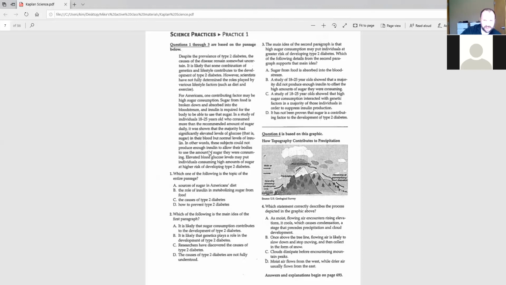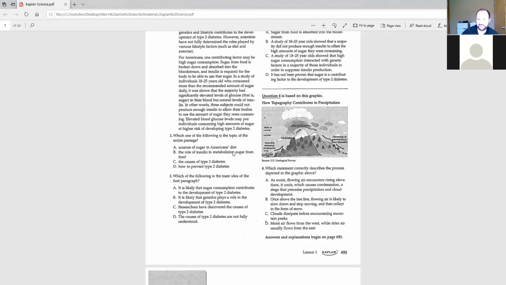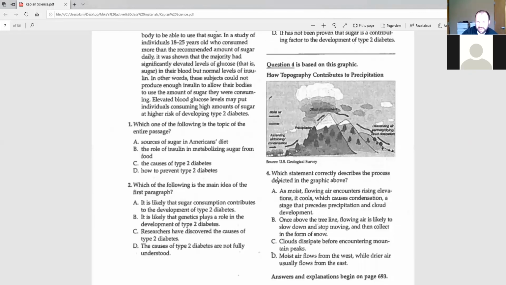And then last but not least here, let's do number 4. Number 4 looks at this graphic here. The title for the graphic is How Topography Contributes to Precipitation. If you can't read it, let me see if I can zoom in a little bit. It's still kind of blurry. So down here, I'll read through it.